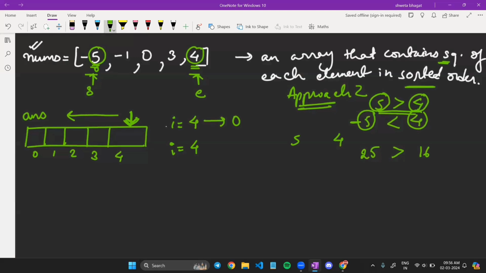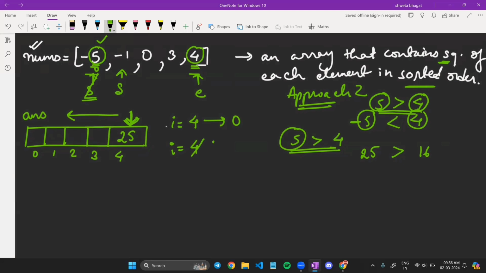Why? Because we are comparing the absolute value. So 5 is greater than 4, right? That is, the value at start is greater than the value at end. What we will do? We will place the square of this 5 at this particular index. So we'll have 25. And since the value at start is greater, we will increment start. So our start pointer will come here. Okay.